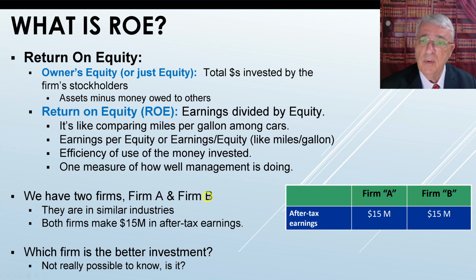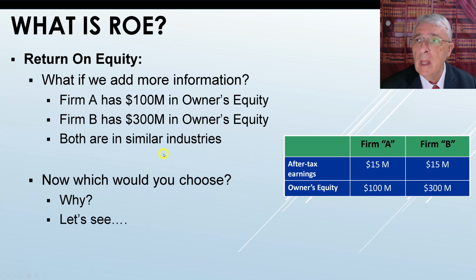So we have two firms, Firm A and Firm B. They are both in similar industries. They both make about $15 million in after-tax earnings. So here's Firm A, here's Firm B, after-tax earnings, 15 million, 15 million. So which firm is the better investment? You got to go out and buy stock in one of these two firms. You've got too much excess cash sitting around in your company. You need to invest it. You've been told to invest it. So how do we know looking at this data? Well, it's not really possible to know from this, is it?